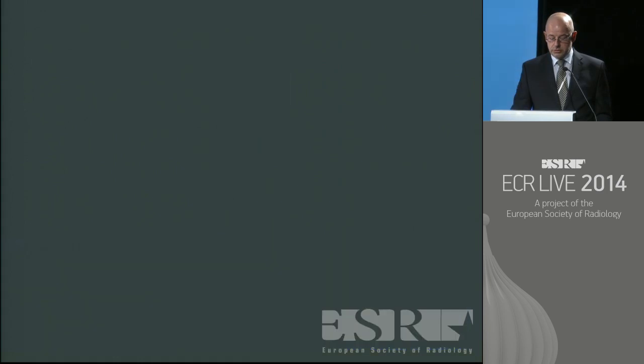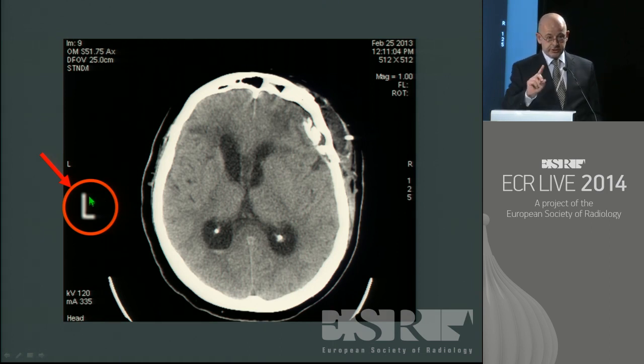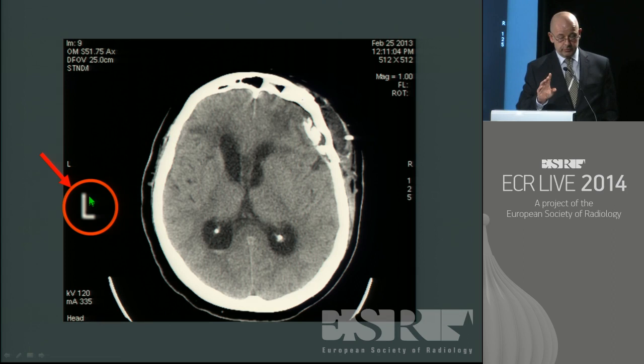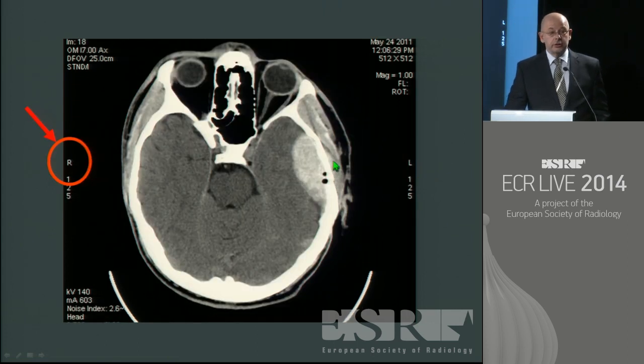Look where the letter L is. The letter L is here. Well, it's not a joke. I will explain it. The letter R is on the right side. So it means that what we see on the left side of the picture is in fact the left side of the patient, and this is the right. Normally, all the images are coded so that on the left side of the image you have the right side of the patient. So, for example, this hematoma being on the left side is normal.